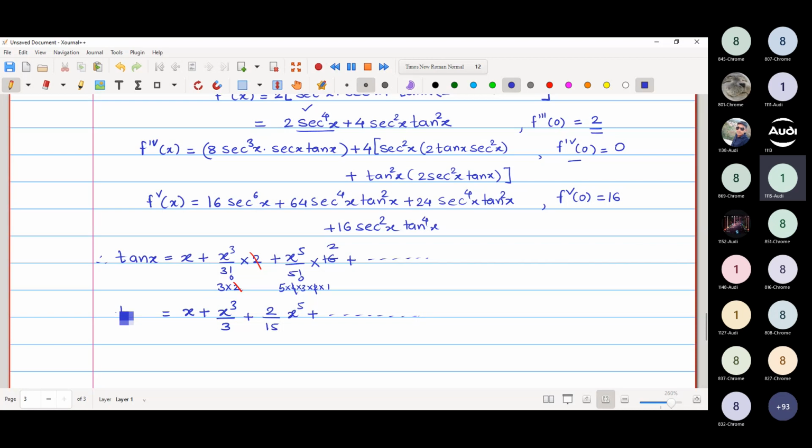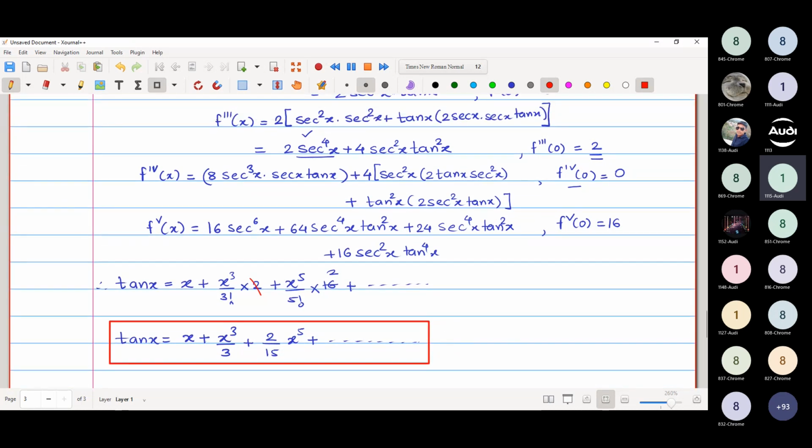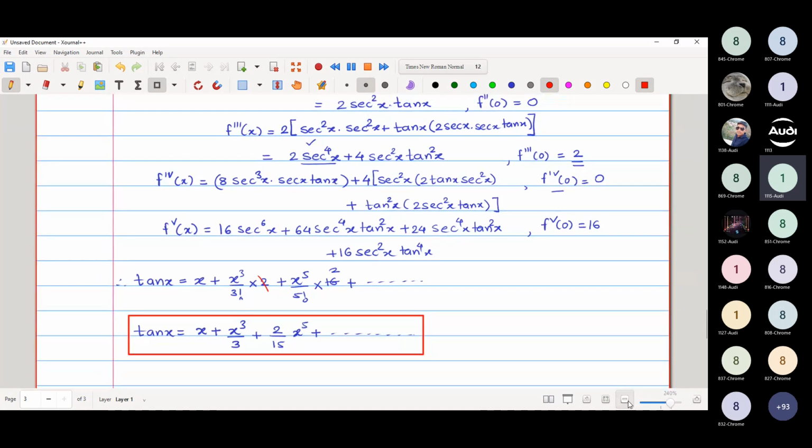So this is the expansion of tan x. I hope you are getting. Okay, we will stop here. You just write down this thing. Meanwhile, I'll take the attendance. I hope the screen is visible.